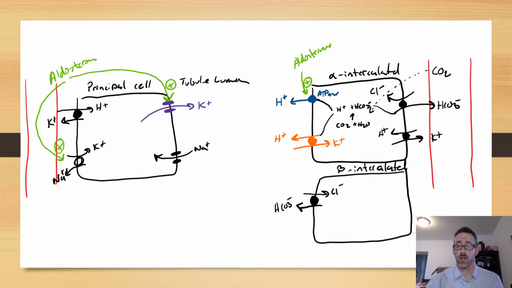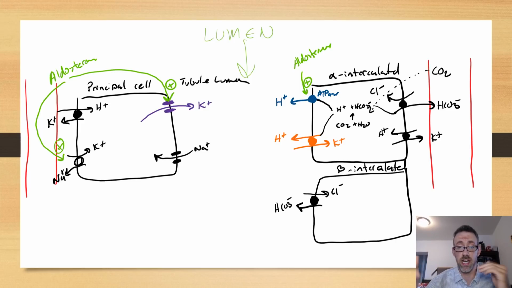Okay, so in this cartoon, there's a couple things I just want to point out. I'm not going to cover everything that I've drawn here, just a few features that I just mentioned. So first off, just to orient yourselves, down the center here is the lumen. So that's the lumen of the nephron.